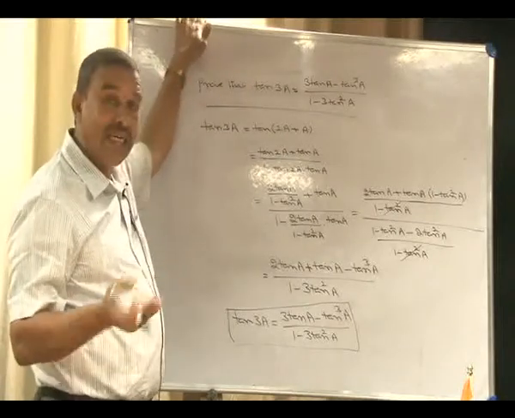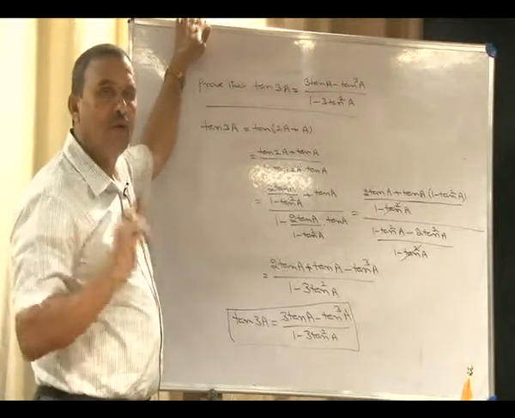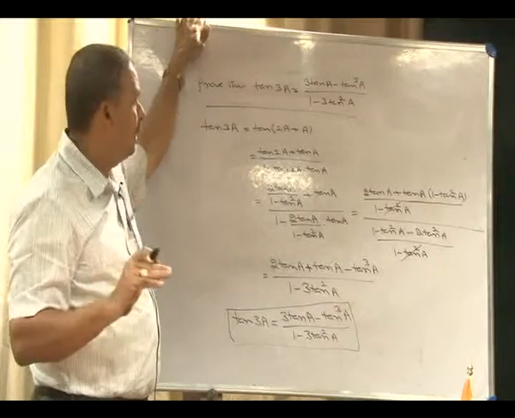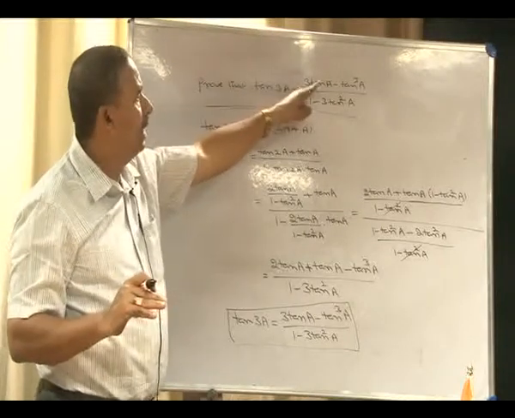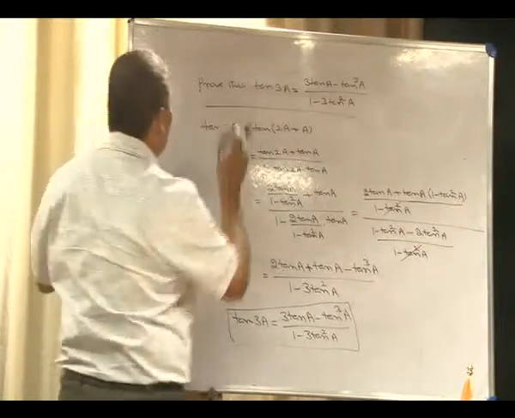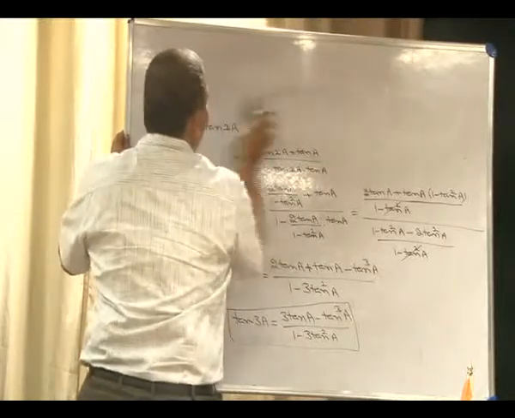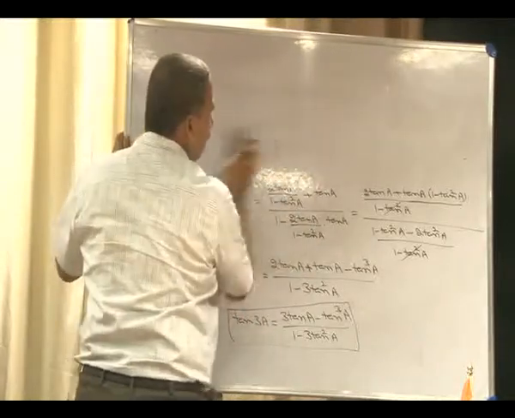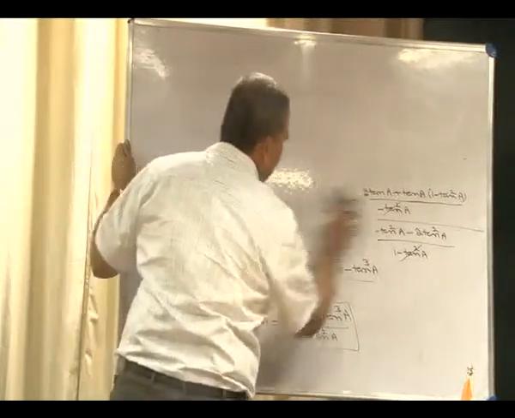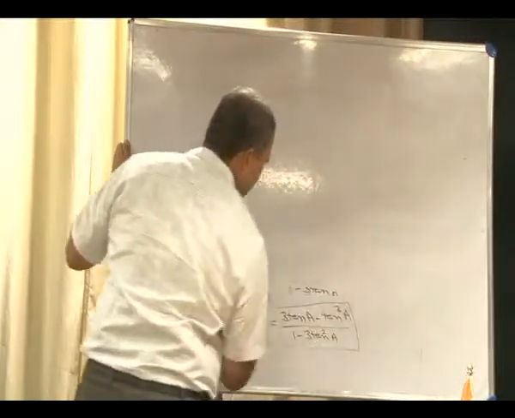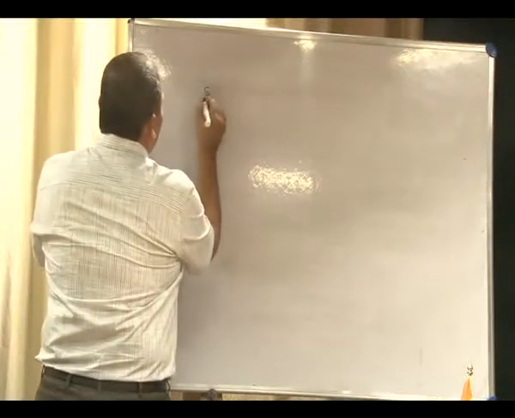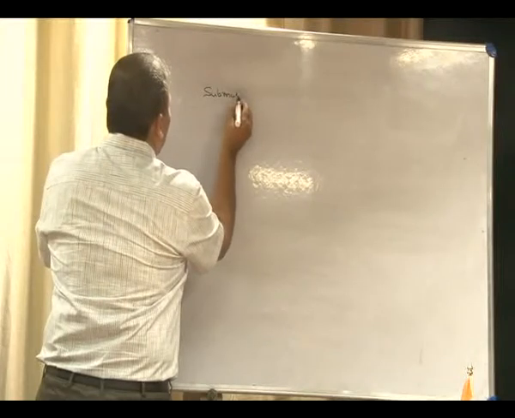Next, the formula for sin 3A is 3 sin A minus 4 sin cube A. Formula for cos 3A is 4 cos cube A minus 3 cos A. Formula for tan 3A is 3 tan A minus tan cube A by 1 minus 3 tan square A. Next, submultiple angles. Angle in the form of theta by 2 or A by 2 is called submultiple angle. Here, submultiple angle formulas.